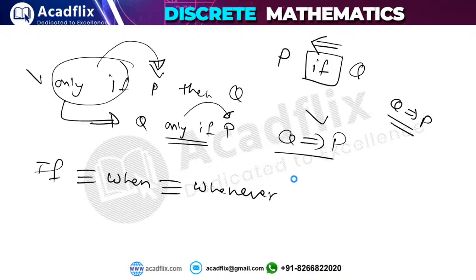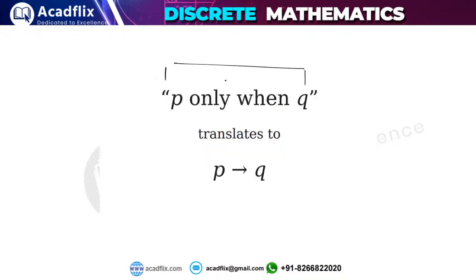So this is how you can translate. Remember this thing: P only when. Remember, this when is same as if. So you can replace this when with if. So you will get P only if Q. And this only if will go in the forward direction. So you will get P implies Q.